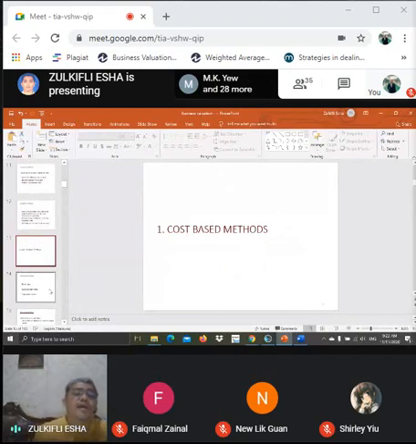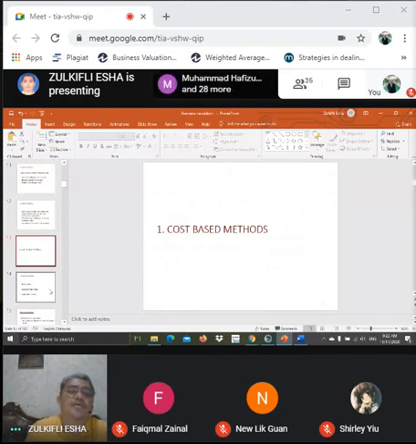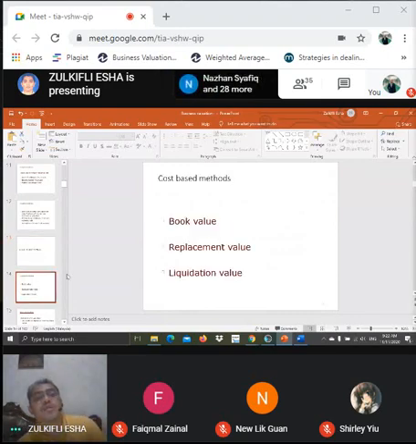So the first one, let's look at each of the approaches. The first one is the asset or cost-based approach. So under the cost-based approach or methods, we have book value, replacement value, liquidation value. So these are the methods that can be used under the asset or cost approach.